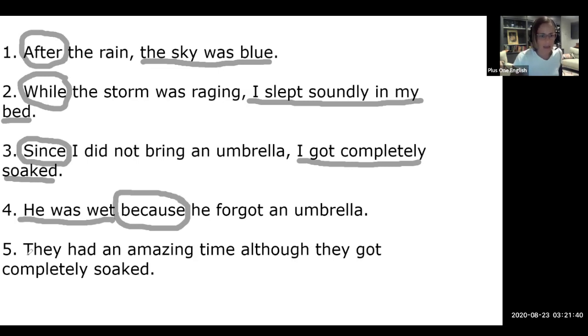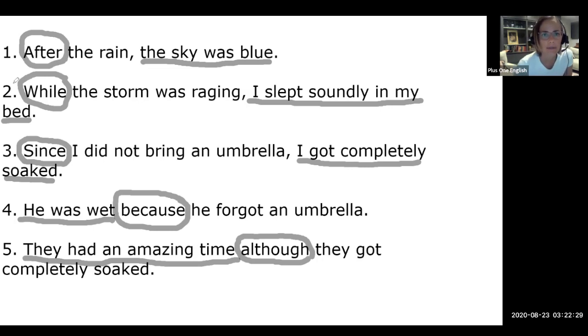So again, we have the mommy clause at the beginning of the sentence. They had an amazing time. They as the subject, had as the verb, an amazing time is the object. Although they got completely soaked. So we have although acting as the subordinating conjunction.